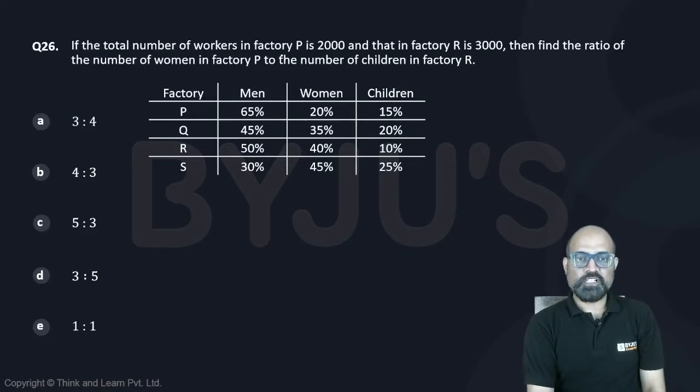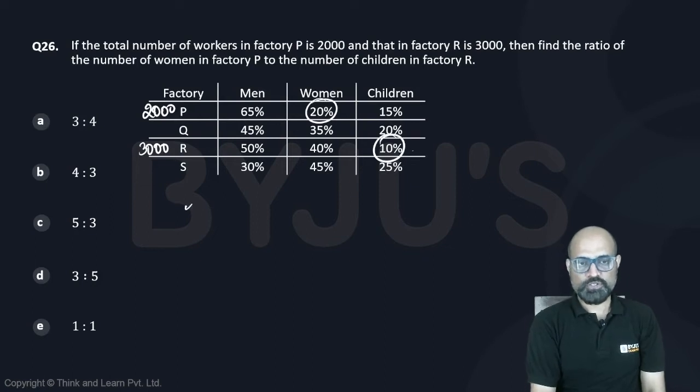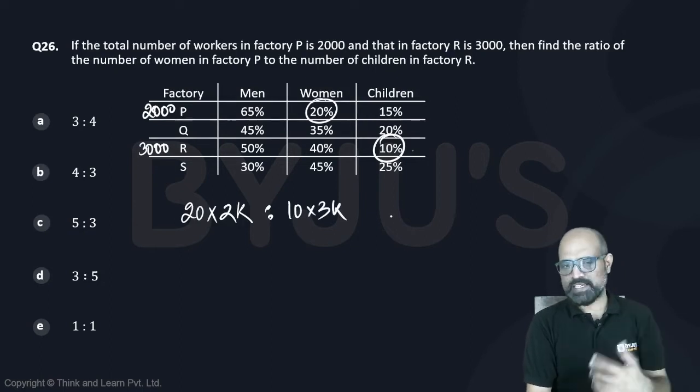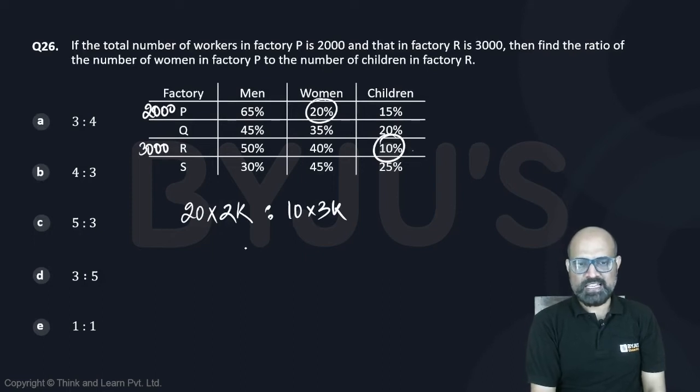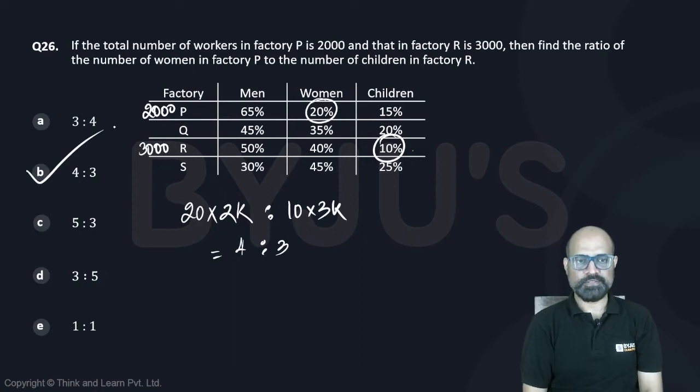If the total number of workers in factory P is 2000 and that in factory R is 3000, then find the ratio of number of women in factory P to the number of children in factory R. So it's going to be 20 into 2k, and then we are going to have 10 into 3k. Why not percentage? Because it's about ratio, it will cancel out, right? So k and 0 will cancel out, we'll be left with 4:3. That will give us B as the answer.